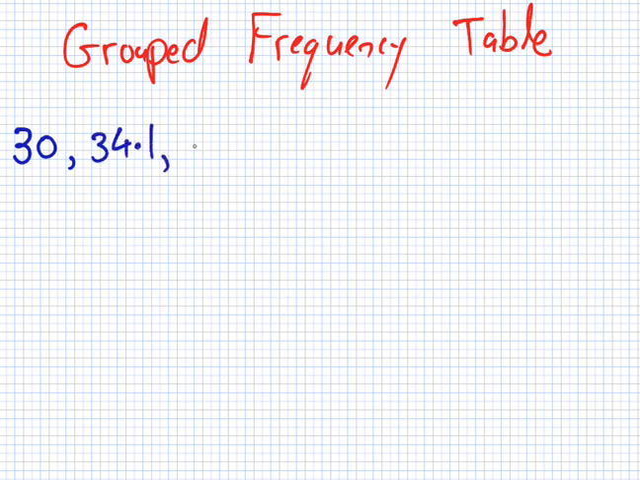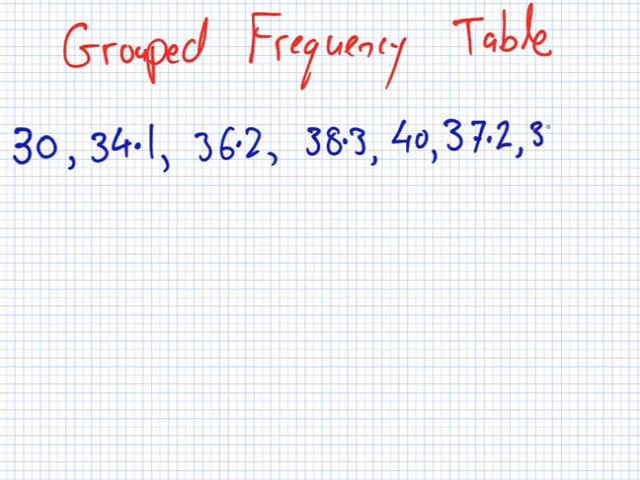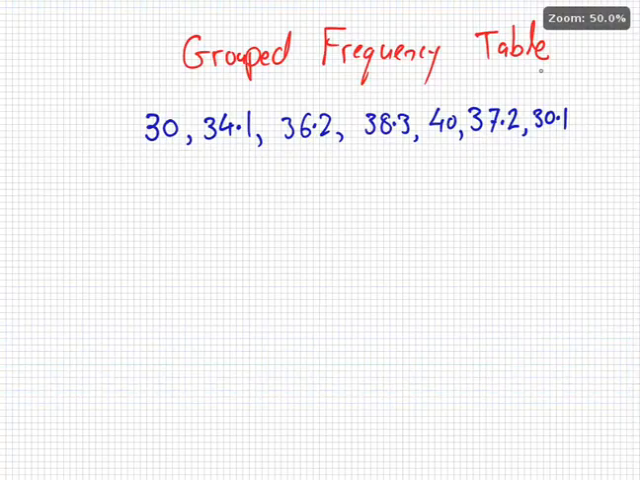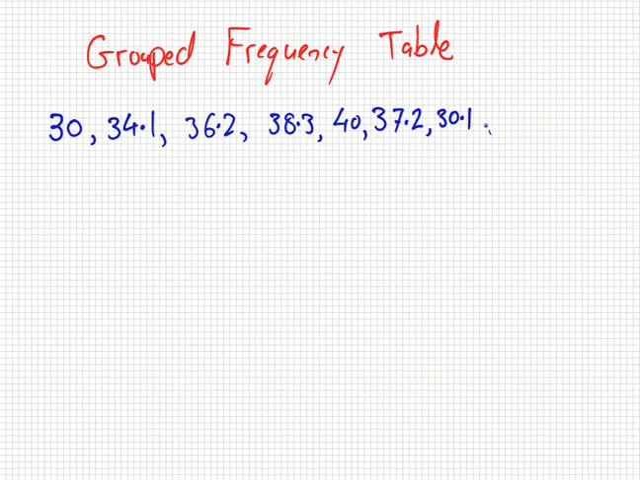So 30, 34.1, 36.2, 38.3, 40, I'm just making up my own ones here, 37.2, 30.1, let's say it starts to crash down now as it heats up. 20.2, 10, and 0. Something like this. And these are all in centimeters cubed.